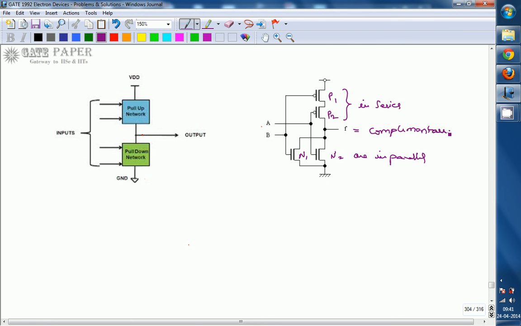Complementary output is nothing but F will always be given as the logic function with inversion. This logic function we can get easily. This is the logic expression, which we get from the pull down network or pull up network, and you have to put a bar over it. Whenever the transistors are in parallel, that performs the logic OR operation. So F can be written as F is equal to whole bar.